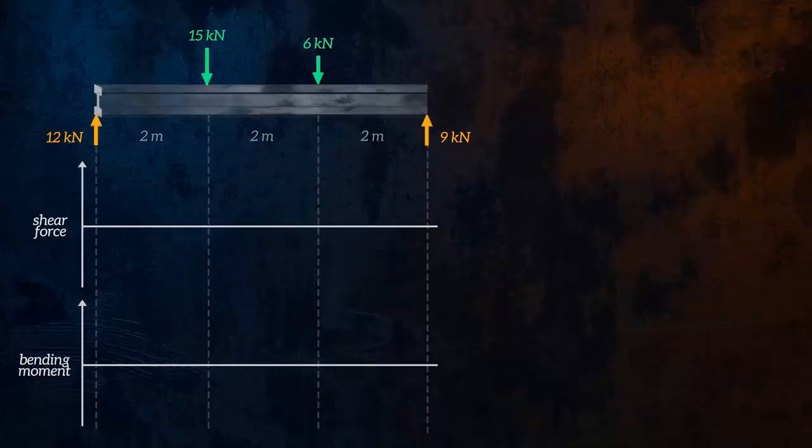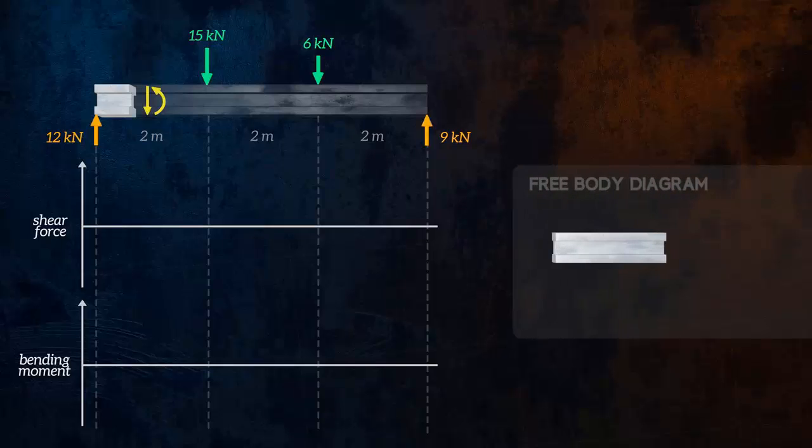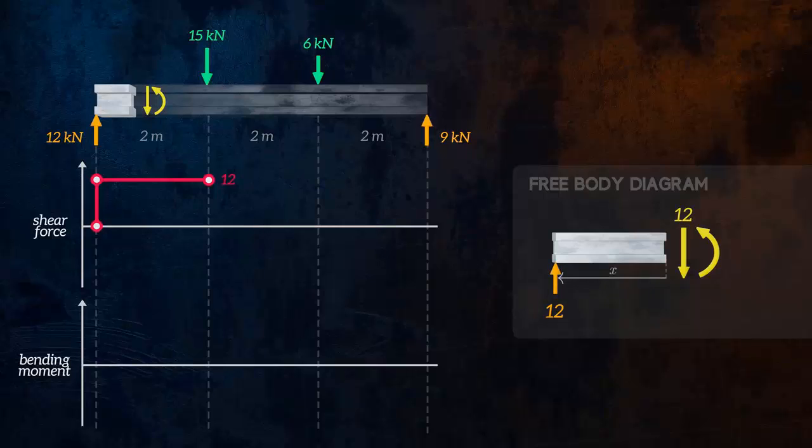We will start from the left-hand side of the beam. Let's draw the free body diagram for a location immediately to the right of the 12 kilonewton reaction force. To maintain equilibrium, the shear force must be equal to the reaction force. We can draw this on our shear force diagram. The shear force will be constant until we reach the next applied force. The bending moment must be equal to the 12 kilonewton reaction force multiplied by the distance x to the reaction force. This gives us the equation for a straight line, which we can draw on our bending moment diagram.